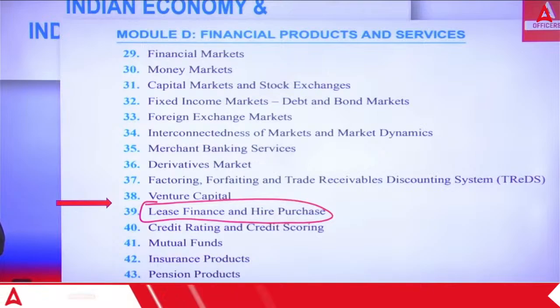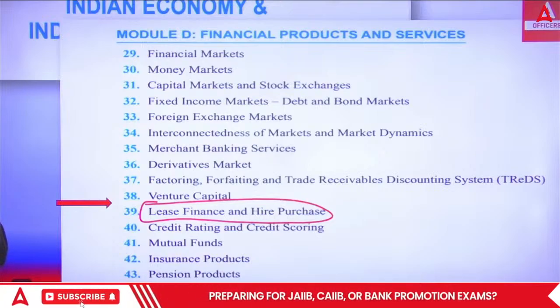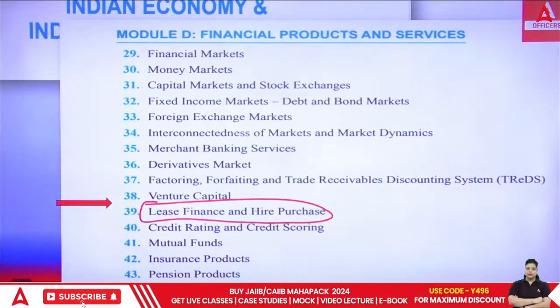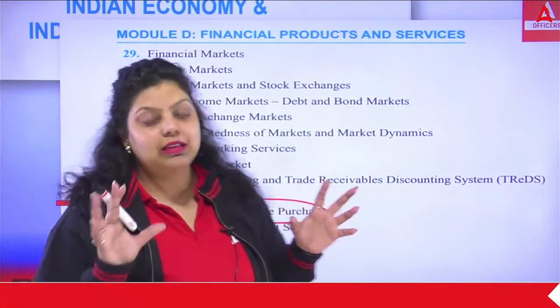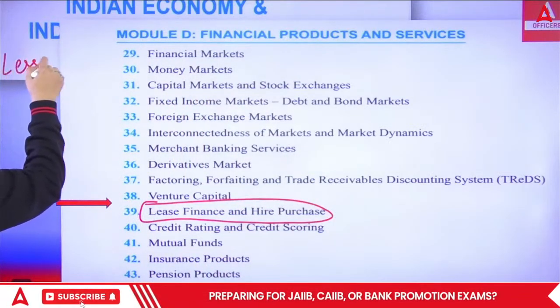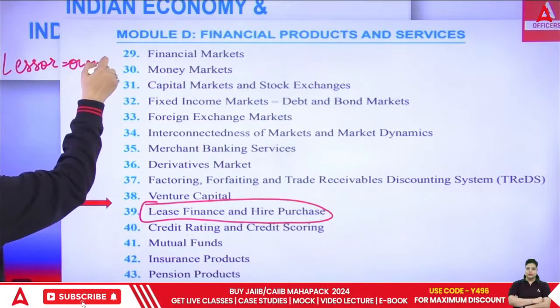So they provide loans to the people, or they provide services to the people who want finance. So these are the alternate sources of finance. In lease finance, what happens? There are certain important terms in lease finance. Let's say, for example, lessor. Here, the lessor is actually the owner of the asset.